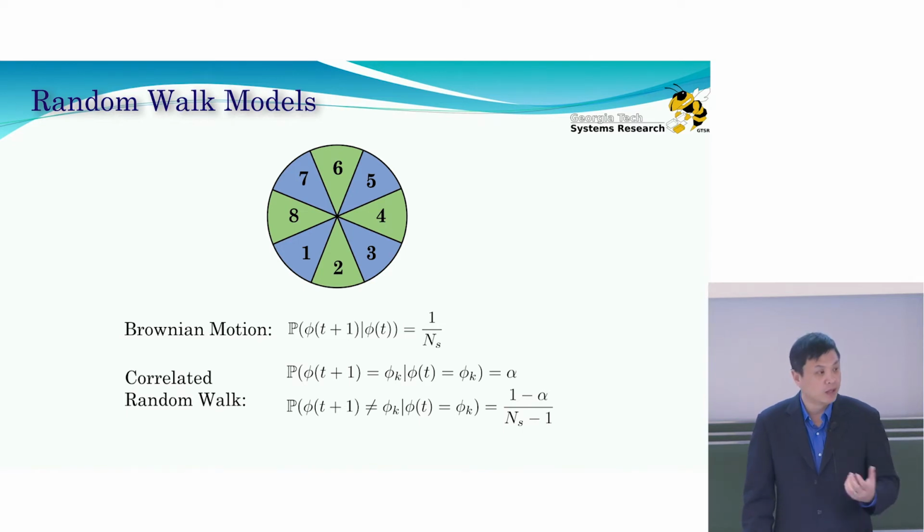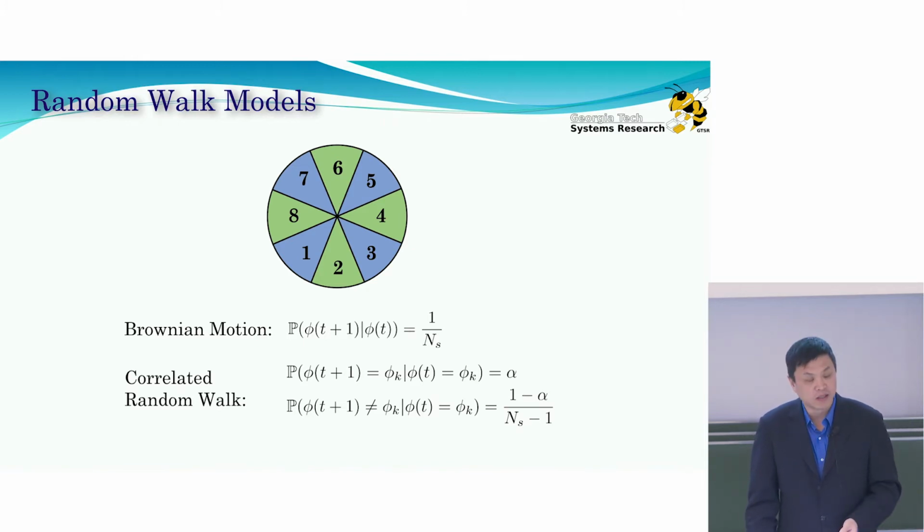And then we all know something called Brownian motion. The property of Brownian motion is that at any time instant, the direction you choose is completely independent from the previous time instant. So you have equal probability to choose any one of these 8 directions. This is the most famous Brownian motion model. And then there's another random walk model called the correlated random walk. The idea is the direction you choose at the current time instant is not completely independent of the direction you chose in the previous step.